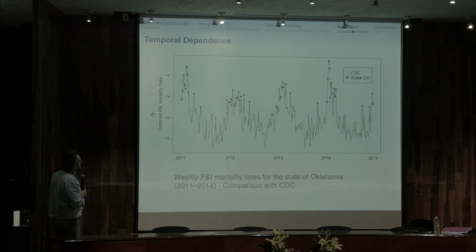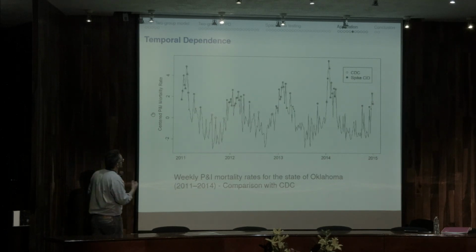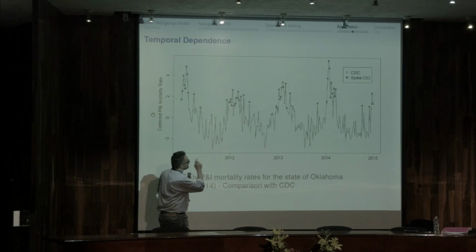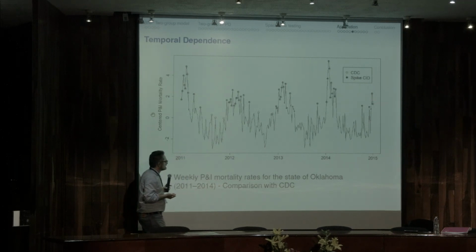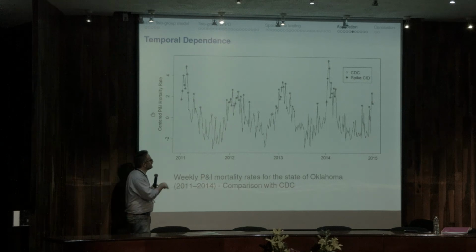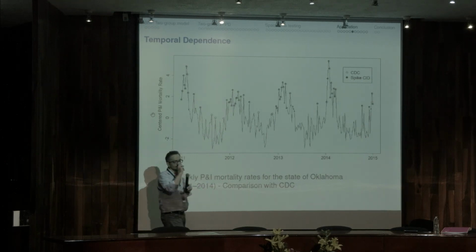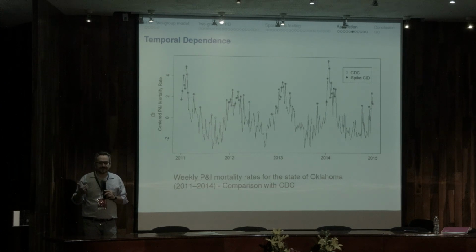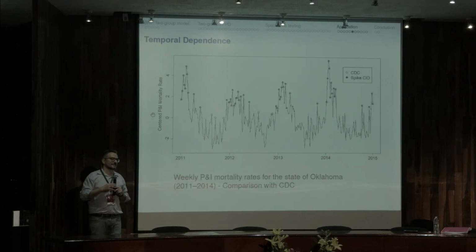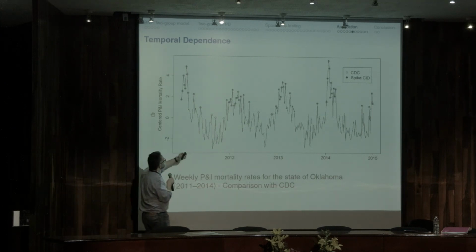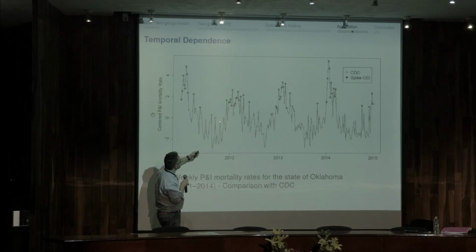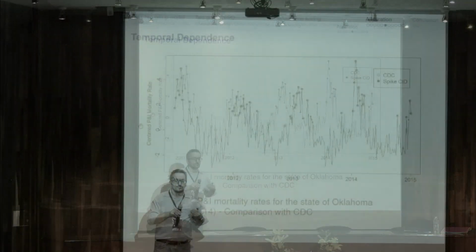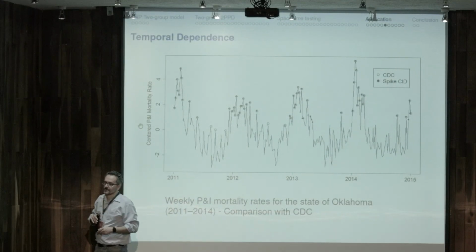Now, a few things to look at. In terms of temporal dependence, the CDC model, compared with our spike CID model, is of course prone to many false positives. Of course, it's not possible to see false positives from the data. Based on simulation, we can argue that this type of spikes that we see in the detection from the CDC model could most likely be false positives.